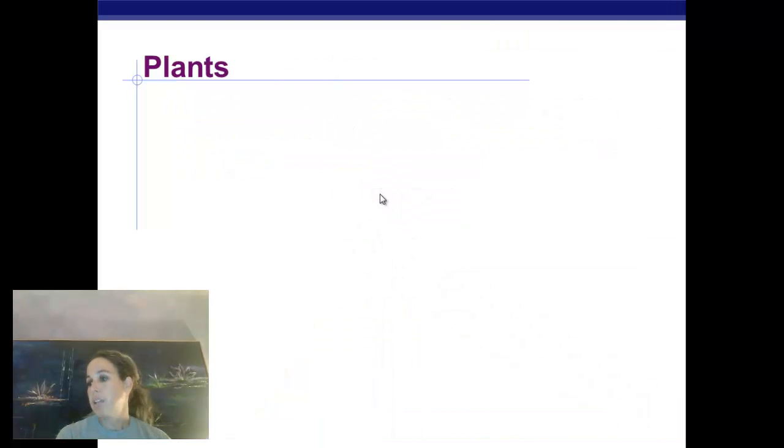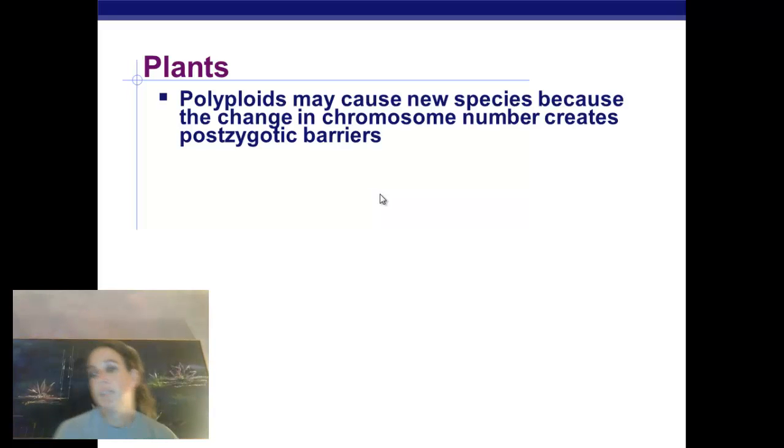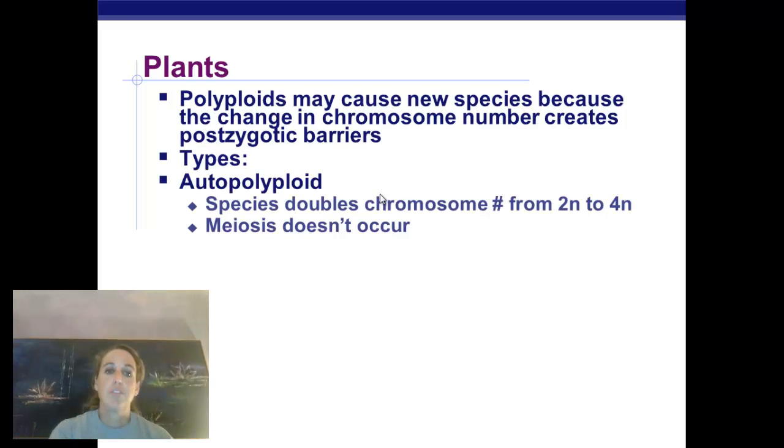Okay, let's talk a little bit about plants. Plants are a little bit different than animals because we can have polyploids of plants, which means many sets of chromosomes or a change in chromosome number. And so there's two different kinds. You have autopolyploid. Auto means self, poly means many, and ploid refers to chromosome number.